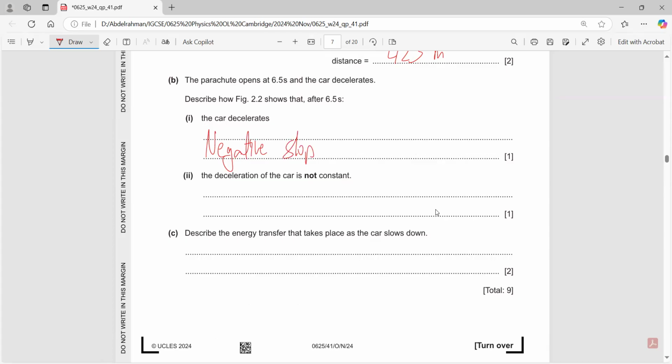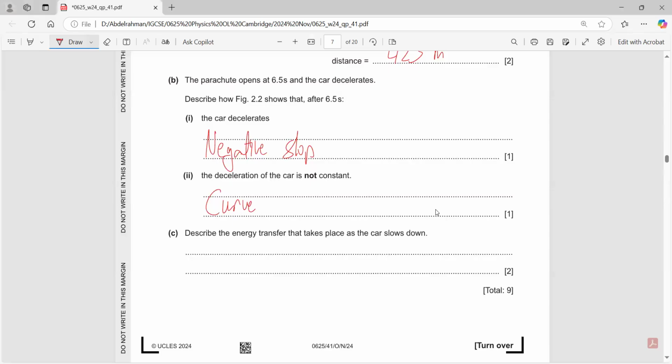The deceleration of the car is not constant. Why isn't the deceleration of the car constant? Because there is a curve. For this question, you'd say the slope is not constant, or it is curving, or whatever. Okay, there is a curve. Okay.